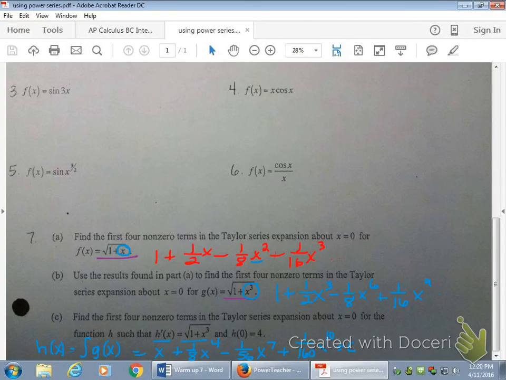Now, because they said that they want h of 0 to be 4, I know when you take the antiderivative of something, you always have a plus c on the end. So what we have to do is plug a 0 in for all the x's and set it equal to 4. So we'd have 0 plus 0 minus 0 plus 0 plus c equals 4. So that means c is 4. And if I rewrite the equation, you would get x plus 1/8 x to the 4th minus 1 over 56 x to the 7th plus 1 over 160 x to the 10th plus 4.